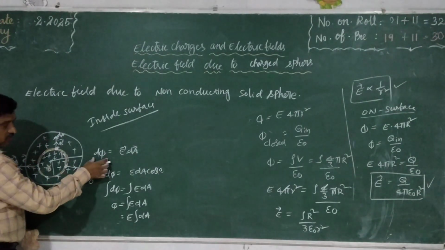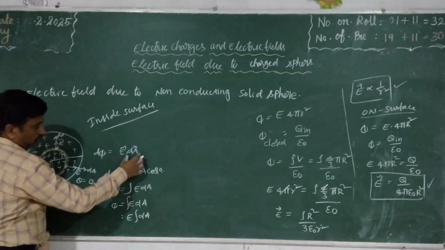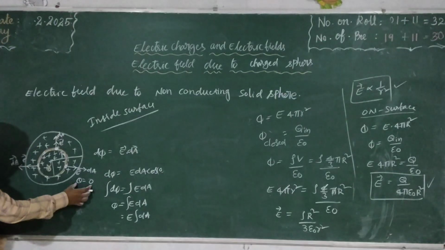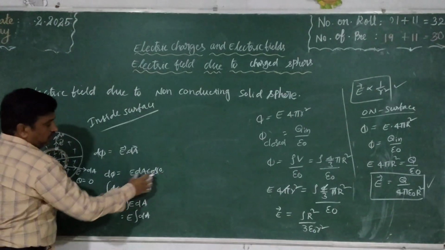So what is the flux? dφ equals E dot dA, which is E dA cos θ. So dφ equals E dA cos θ. What is the angle? Theta equals 0 here, so we can write E dA.